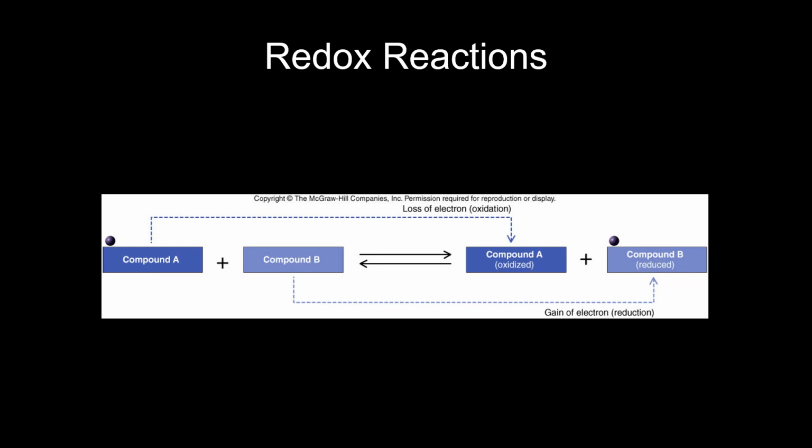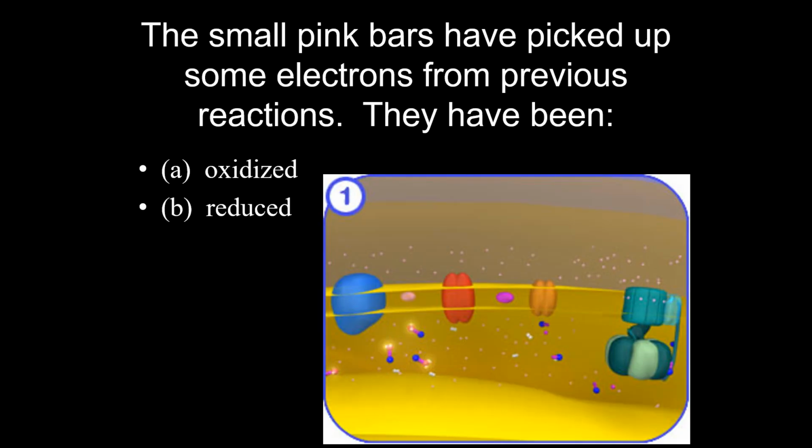There is a mnemonic that I gave you in the notes to help you remember what's being oxidized and what's being reduced. It's called oil rig. What that stands for is oil is oxidized is lose an electron, and then rig, reduced, is gain an electron. So that can help you remember what's what.